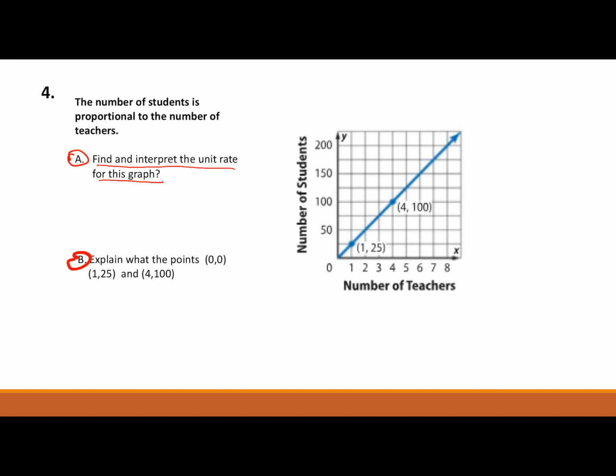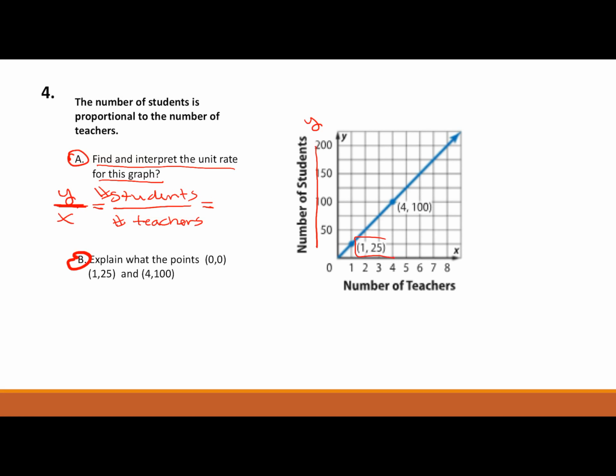All right, you should be back now. We'll go ahead and go over part A. The unit rate, to find the unit rate, it's always the information on the y-axis divided by the information on the x-axis. In this case, on the y-axis, we have the number of students. And on the x-axis, we have the number of teachers. So number of students, number of teachers. Okay, we want to know, what is the unit rate? How many students per teacher?